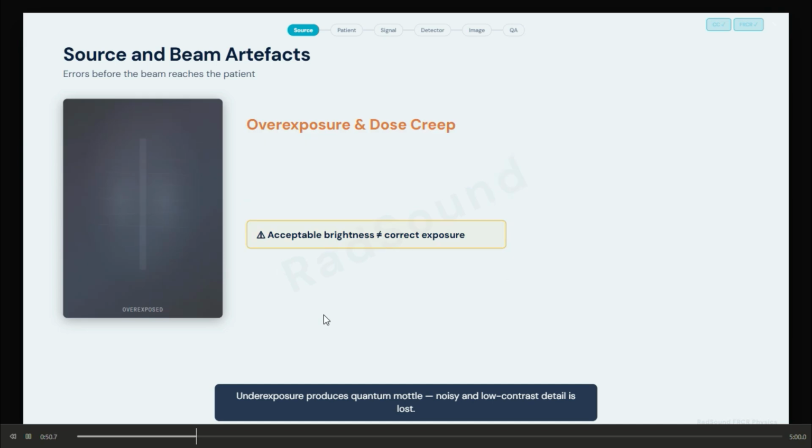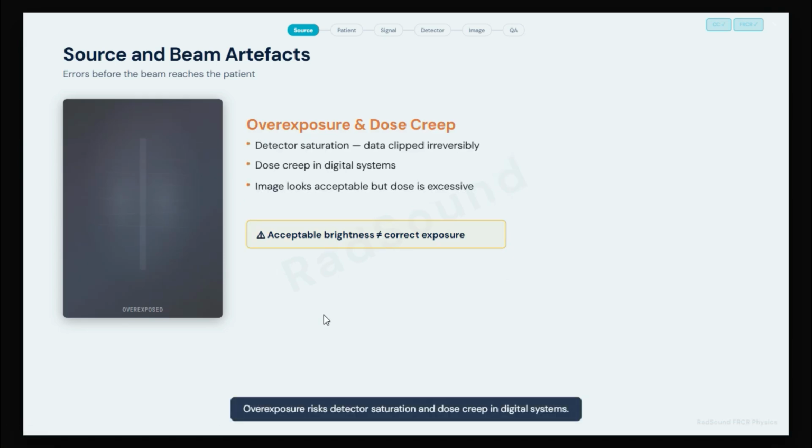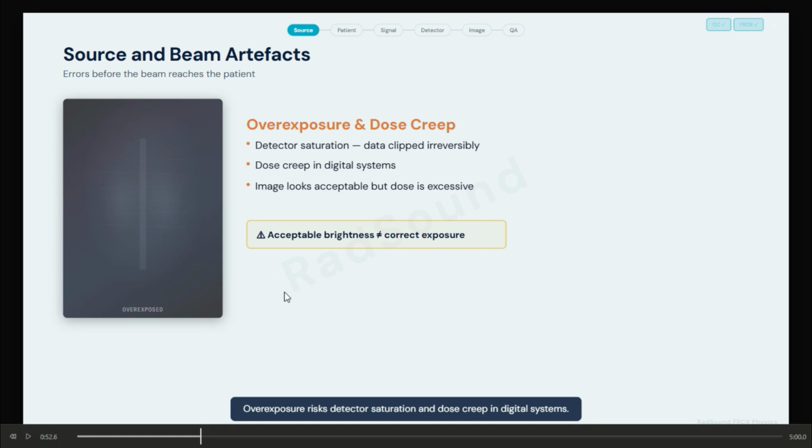Sometimes the image will not be under, it will be overexposed. In overexposure, detector saturation occurs and data is clipped irreversibly. Detail creeps in the digital system because you cannot tell whether it is over or underexposure. There will be dose creep, high dose. Despite the exposure being high, we cannot tell in a digital system. The image looks acceptable, but is still overexposed. Acceptable brightness does not equal correct exposure. So in overexposure, the image can look acceptable, especially in digital systems, and still the dose to the patient is very high. So what could be the remedy?